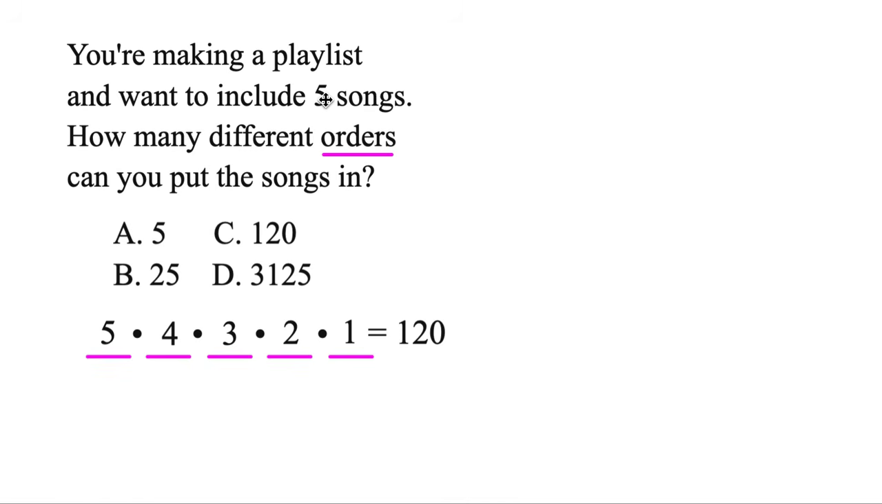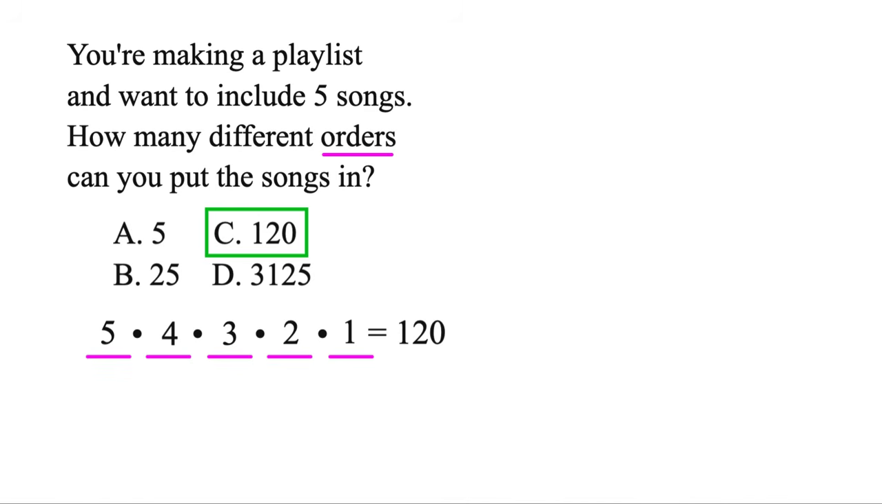So if you're finding out how many orders of things, you just start with that number, multiply down to 1, and boom, you got it. Now you could again see how many there really are by writing out A, B, C, D, E as the 5 songs, but you switch any of them, then that's a new order, that's a new playlist. Keep going, there's going to be 120 total.